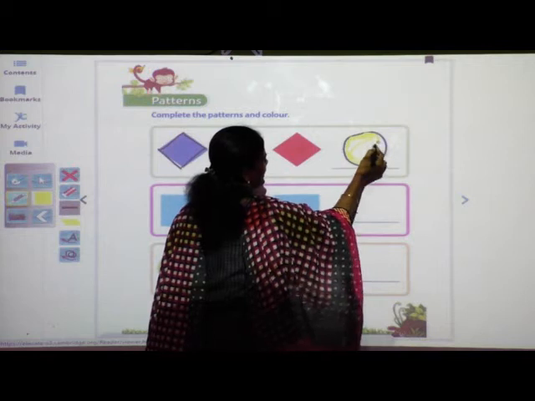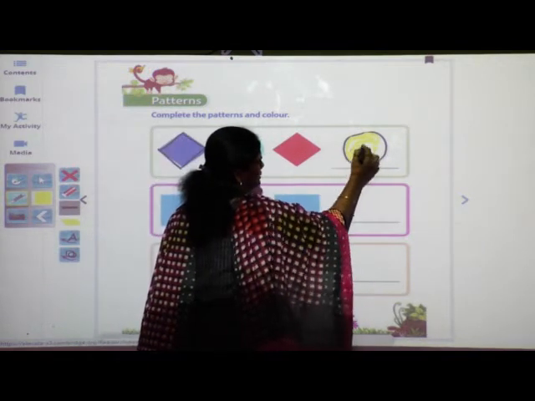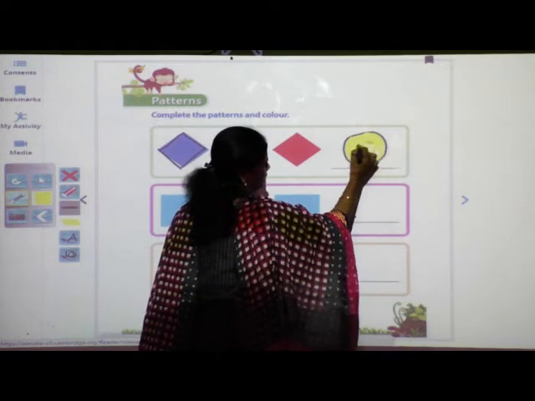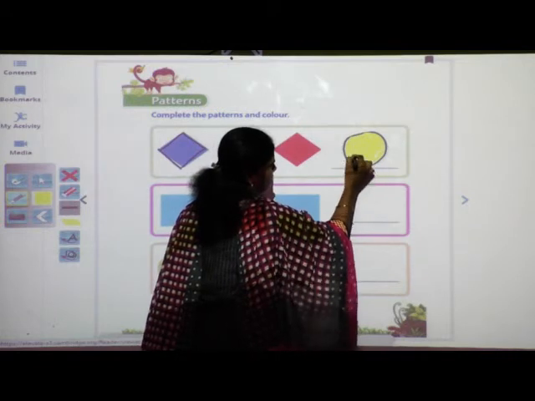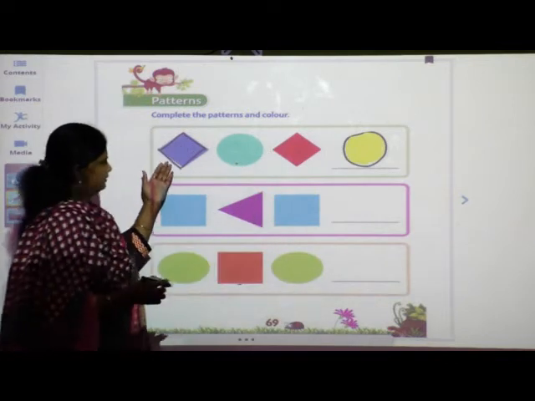First I said red color, but the red color is already here. If I give red here also, it will not look proper. So I have changed the color and given yellow. Like this you have to complete the pattern. See. Yes.